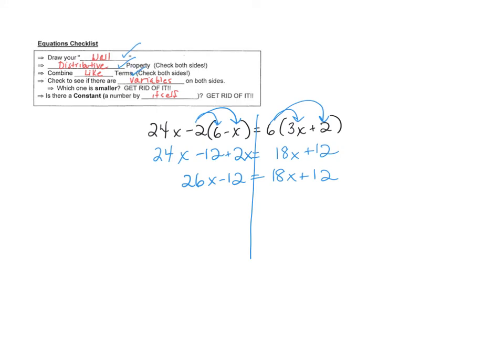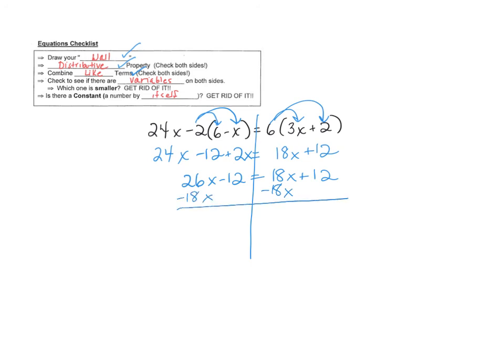Next up, I'm going to look to see, are there variables on both sides of my equation? And yes, there are. So I'm going to look for the one that is smaller and get rid of it so I can gather all my x's on one side. So I have a 26x on the left and I have an 18x on the right. So that means I'm going to get rid of my 18x because it's the smaller value. So how do I get rid of a positive 18x? Well, by subtracting 18x from both sides.